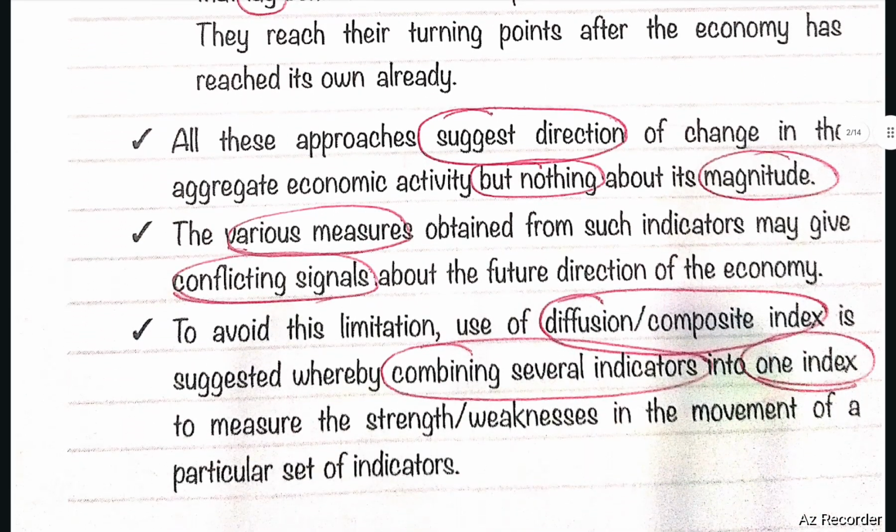All these approaches suggest the direction of change in the aggregate economic activity, but nothing about its magnitude. The various measures obtained from such indicators may give conflicting signals about the future direction of the economy. To avoid this limitation, use of a diffusion or composite index is suggested, whereby several indicators are combined into one index to measure the strength or weakness in the movement of the particular set of indicators.